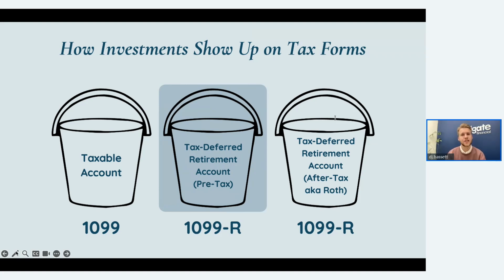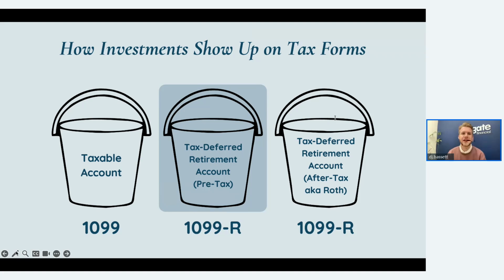The 1099 is broken up into a few different parts. You have the 1099-DIV for dividends, the 1099-INT for interest, and then the 1099-B. Those are all compiled together. The 1099-B is for sales of investments, for gains or losses.